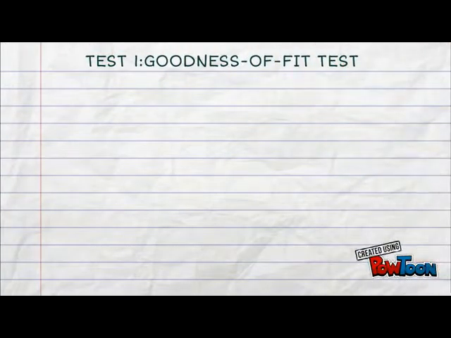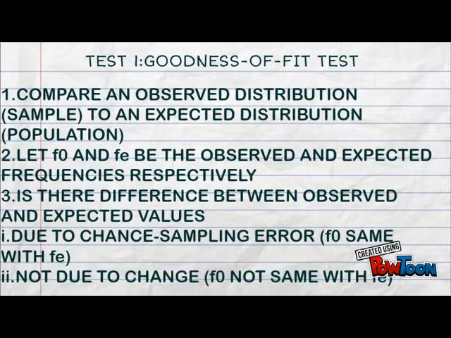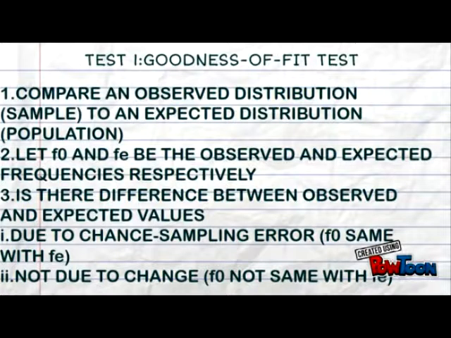Test 1. The goodness of fit test is one of the most commonly used statistical tests. The purpose is to compare an observed distribution to an expected distribution. Let FO and FE be the observed and expected frequency respectively. Commonly, the question will be asking, is the difference between the observed value and the expected value due to chance, which is sampling error? FO is the same as FE.